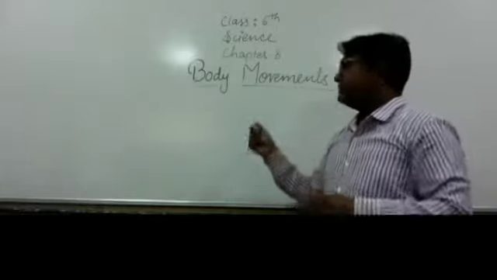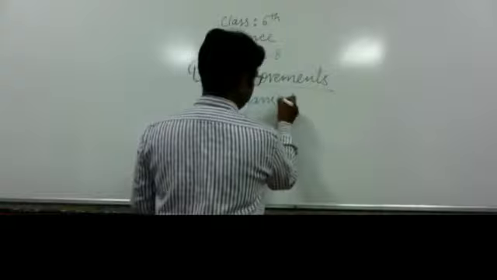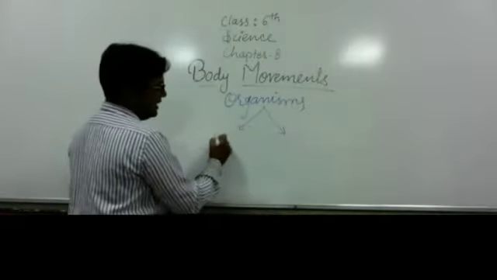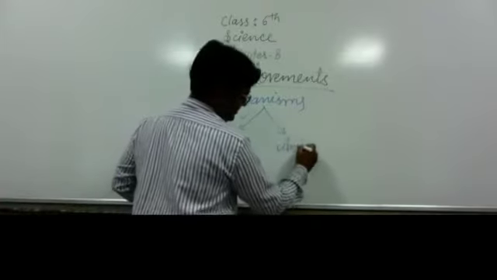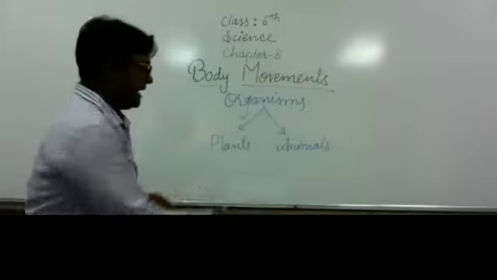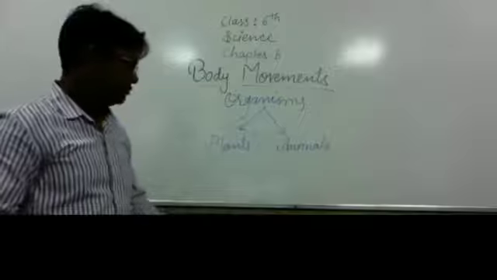So organisms are categorized in two categories. They are the plants and animals. So students, here the plants also show their movement, as well as animals also show their movement.